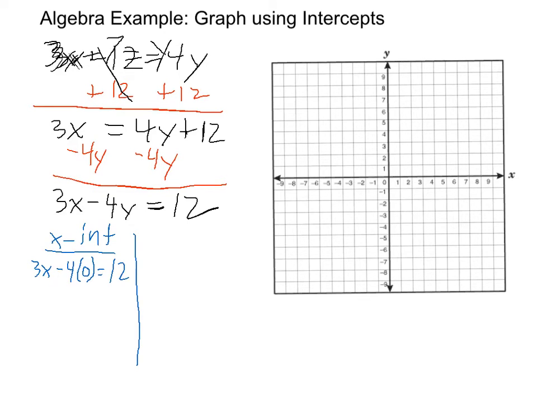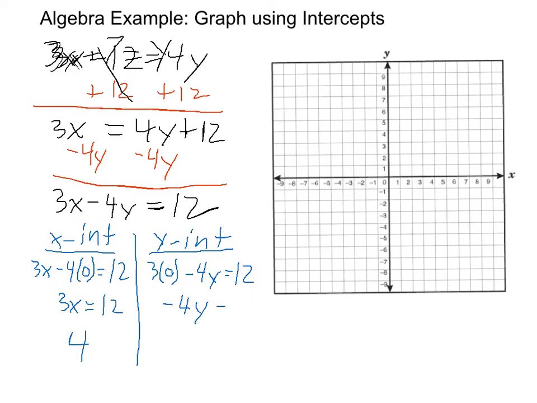The x-intercept is the solution to 3x minus 4 times 0 equals 12, or simply 3x equals 12. In other words, the x-intercept is equal to 4, because when y is 0, x must equal 4. Similarly, I'm going to find my y-intercept by letting x equal 0. So the x term cancels out, and I'm left with minus 4y, or negative 4y, is equal to 12, in which case y would have to be negative 3, and we have a y-intercept of negative 3.